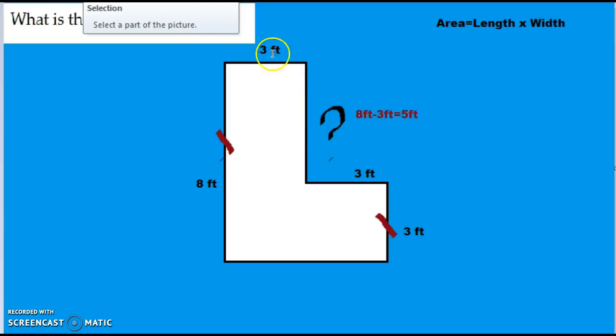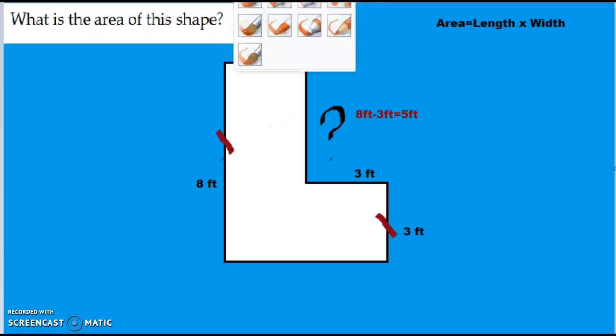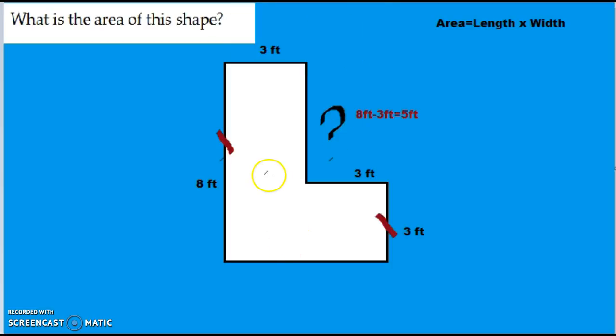Now we'll move on to the bottom piece. Since we don't know what's down here at the bottom yet, we have to look for sides that are going in the same direction. So if I need to find how long this piece is, I'm going to find any piece that goes horizontally. So this 3 here is horizontal, and this 3 up here is also horizontal. They are both parallel to this bottom line, which means they're going in the same direction.